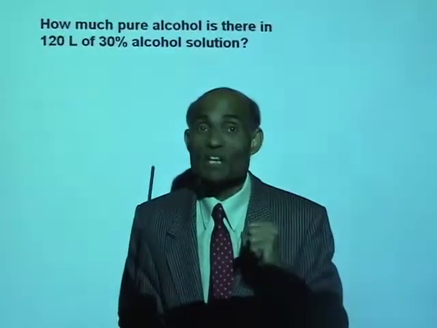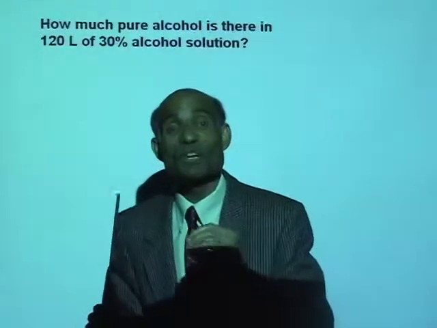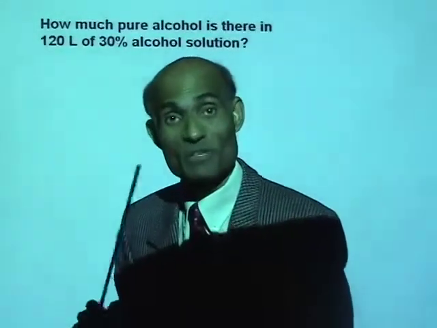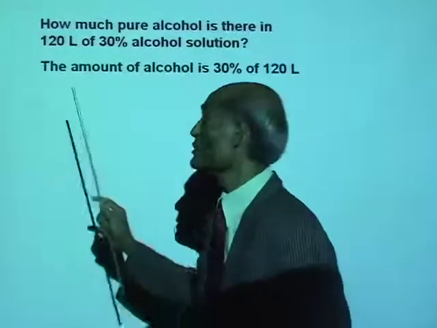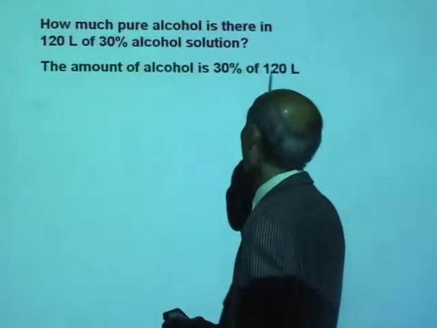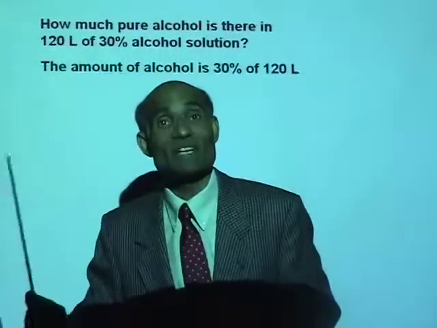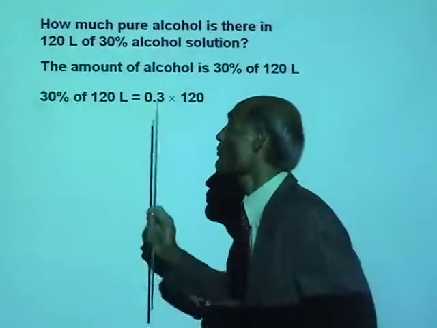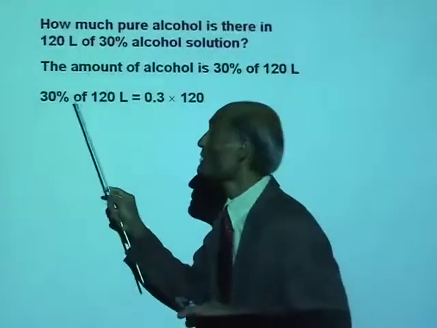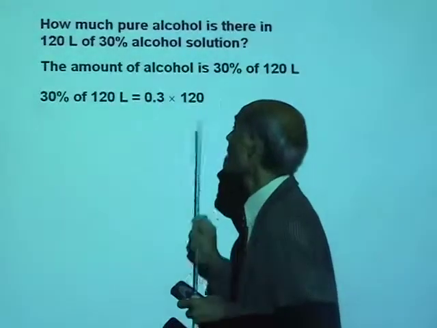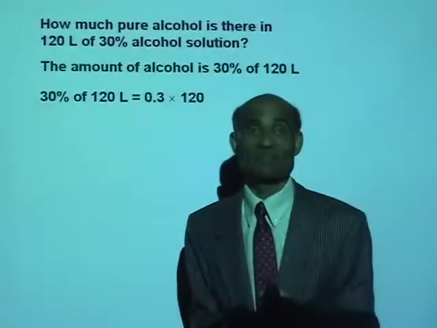Our task is to find 30% of 120 liters. Can you do that? The amount of alcohol is 30% of 120 liters. Now, what is 30% of 120 liters? 30% is 0.3. 0.3 times 120.